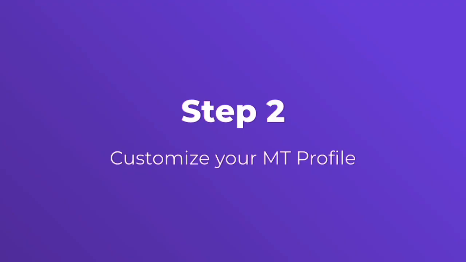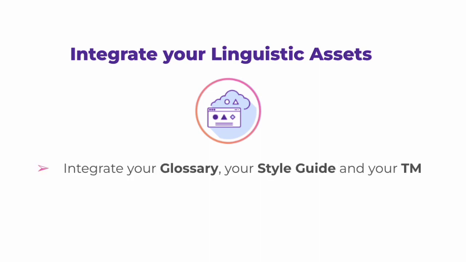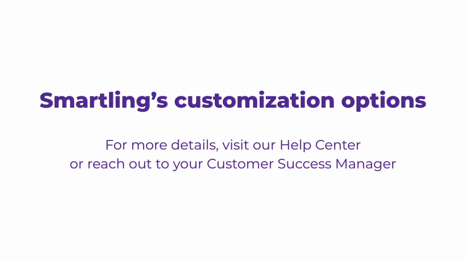Once an MT profile has been created, it can be customized to take into account your translation preferences. Smartling allows you to use your linguistic assets with machine translation, such as your glossary, your style guide, or your translation memory, to ensure that the translation output is in line with your preferred terminology and style. Let's take a look at some of the available customization options. We would recommend consulting our Help Center and reaching out to your customer success manager for full details on all available features.